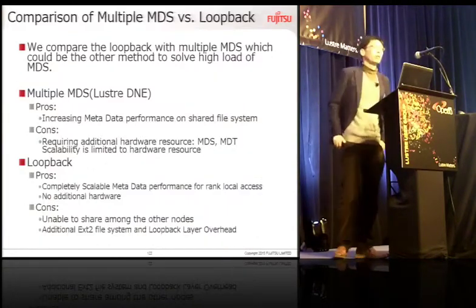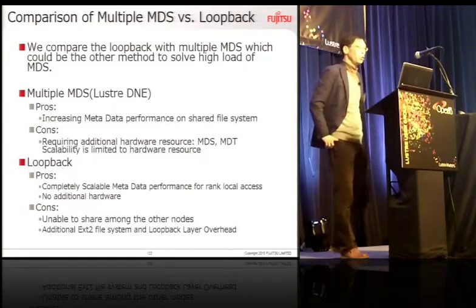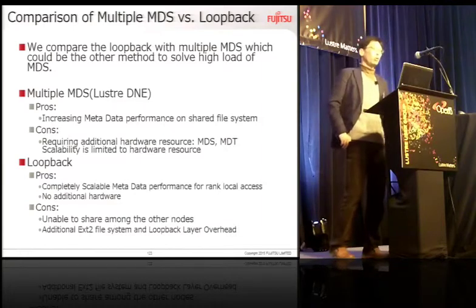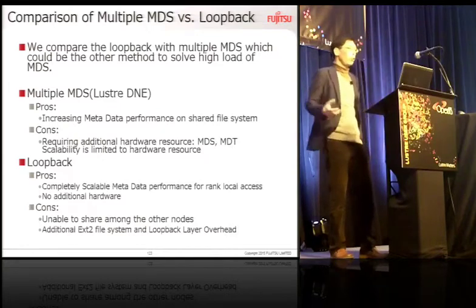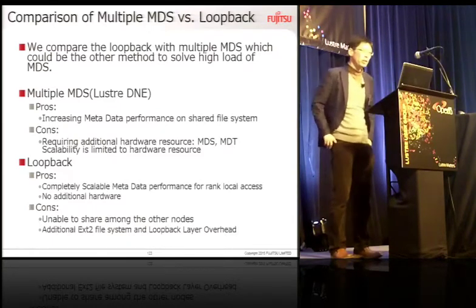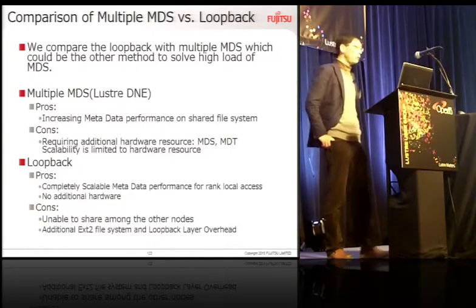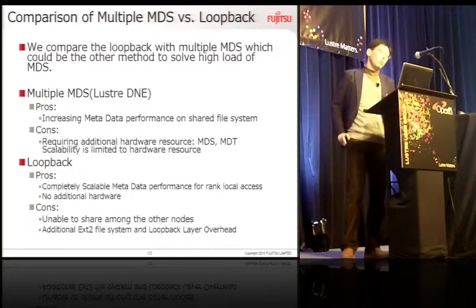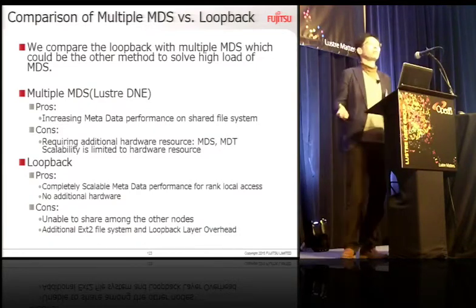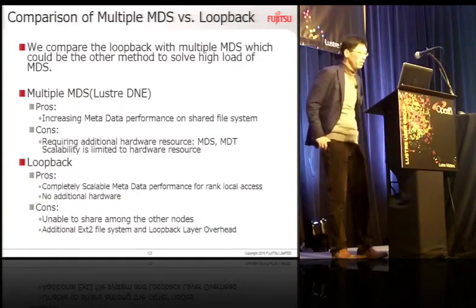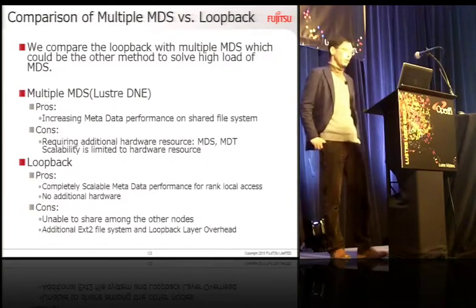So let's compare multiple MDS and loopback. Multiple MDS is maybe a Lustre distributed namespace. It is good for increasing metadata access performance on a shared file system. However, it requires additional hardware resources, MDS and MDT, so scalability is limited by hardware resources. The loopback file system is good for completely scalable metadata performance for rank-local access and needs no additional hardware. However, as you know, it is unable to share across other nodes, and there is additional ext2 file system and loopback overhead.